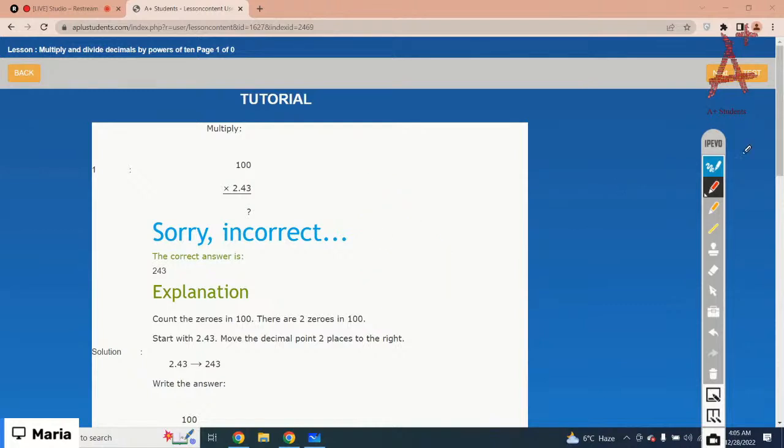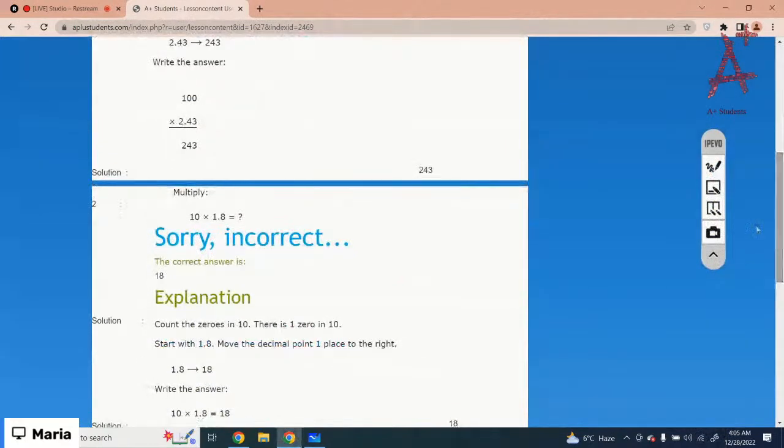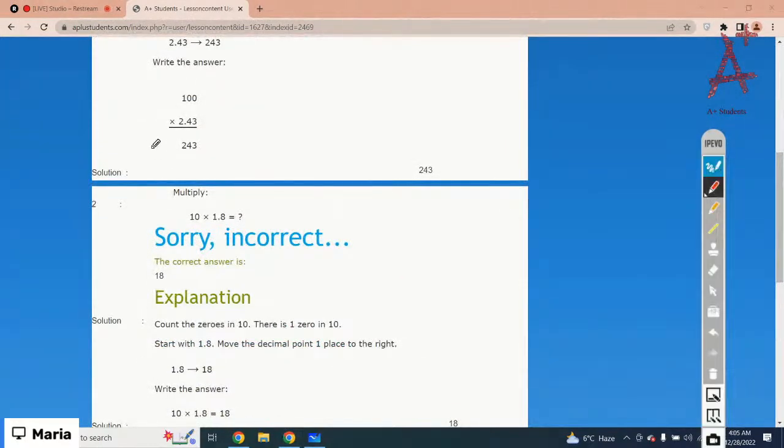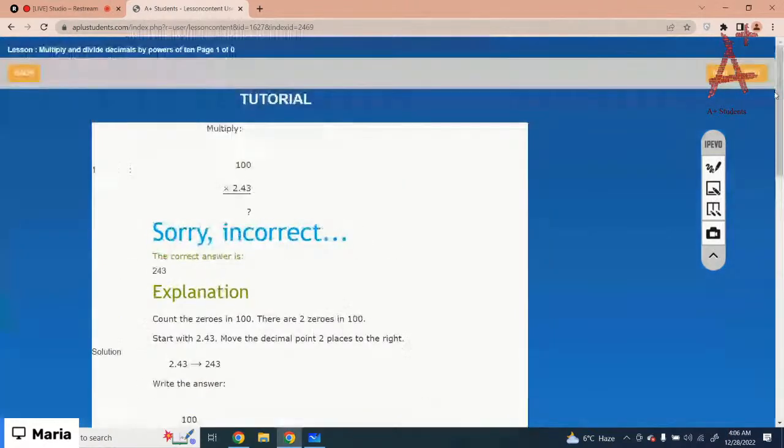Okay, let's look at another example. You have 10 times 1.8. So you have just one zero in the 10. That means you have to move the decimal point one place right. Got it? It would be then 18. Got it, everyone? Just count the number of zeros and then move the decimal point to the right side. Got it? Okay, let's start with the test questions.